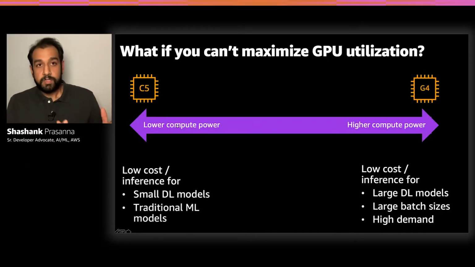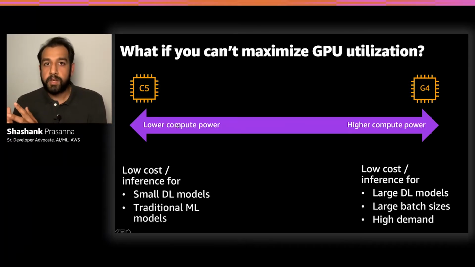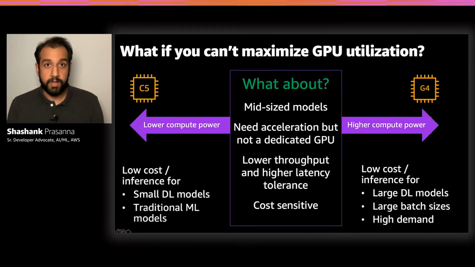So at one end of the spectrum are CPUs, really cost-effective options especially for smaller machine learning models or lightweight applications. At the other end of the spectrum are powerful GPUs that can give you low-cost inference as long as you're keeping them fully utilized, so that your cost per inference is low. But it turns out that a lot of real-world applications fall in between.